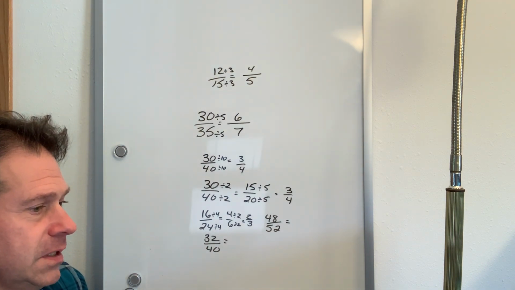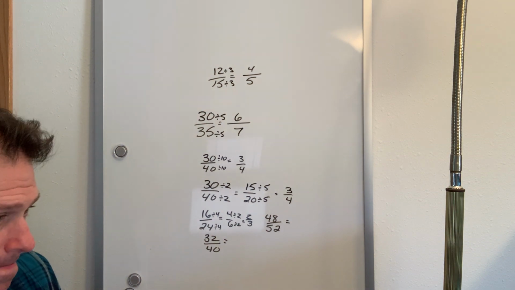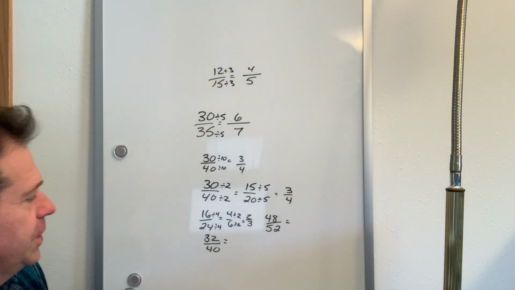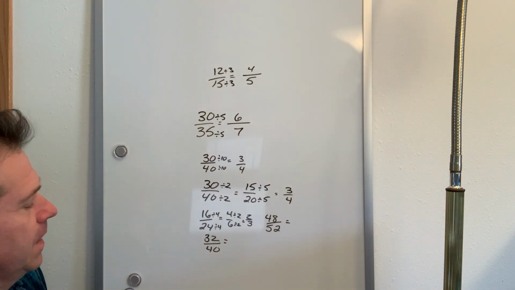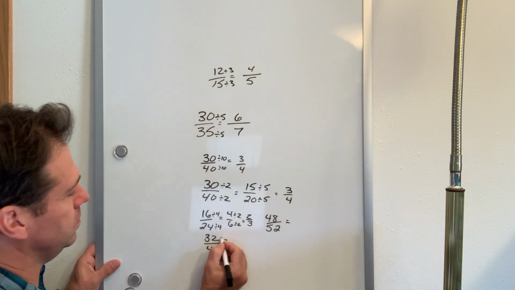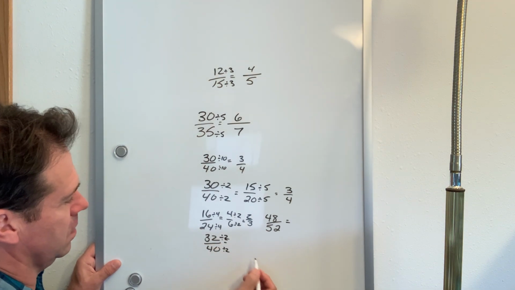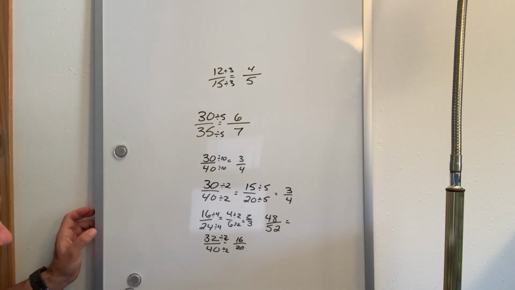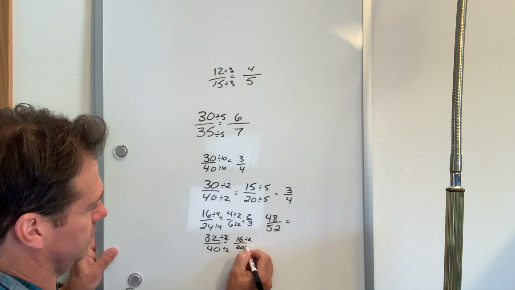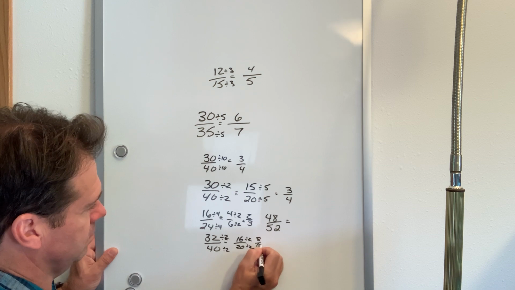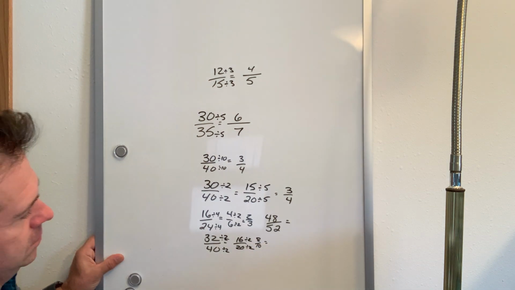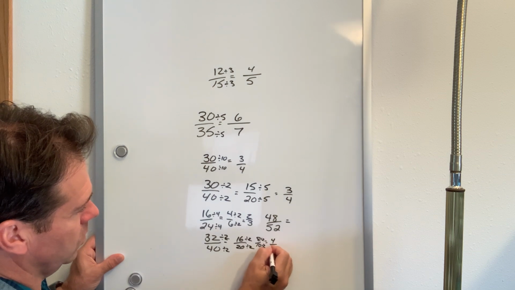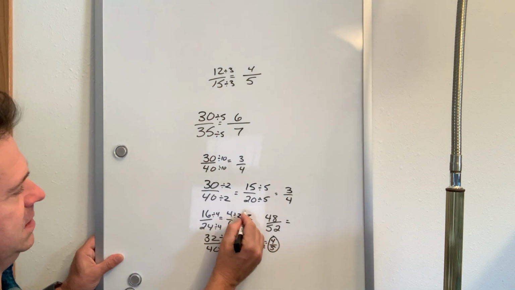32 40ths. Carter. Wait, what one? 32 40ths? Yep. Okay. I divided by 2, so 32 equals 16 and 40 equals 20. Then I divided it by 2 again. 16 equals 8, 20 equals 10. Then I divided by 2 and it equals 4 and then 5. And that's my answer. And that's simplified.